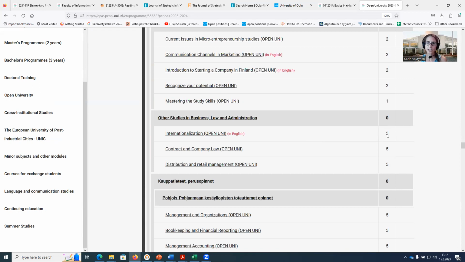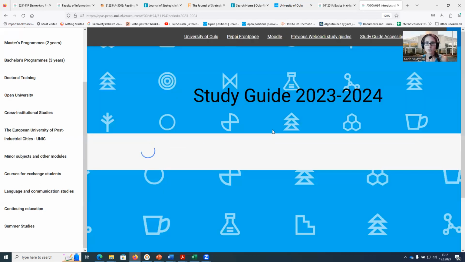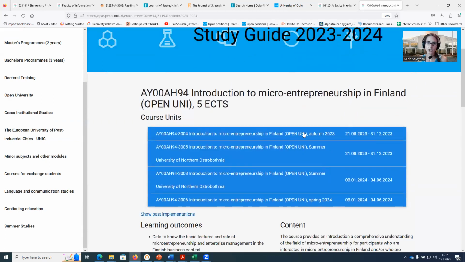Internationalization is offered in English, has 5 credits. Introduction to Micro-Entrepreneurship in Finland is in English and open via Open University, and then you can check what is the schedule of those courses. So in autumn, it's during the first and second period, so it's going on over 2 periods, which means it's approximately 2.5 credits of studying for each period. So Open University is another way to find courses.